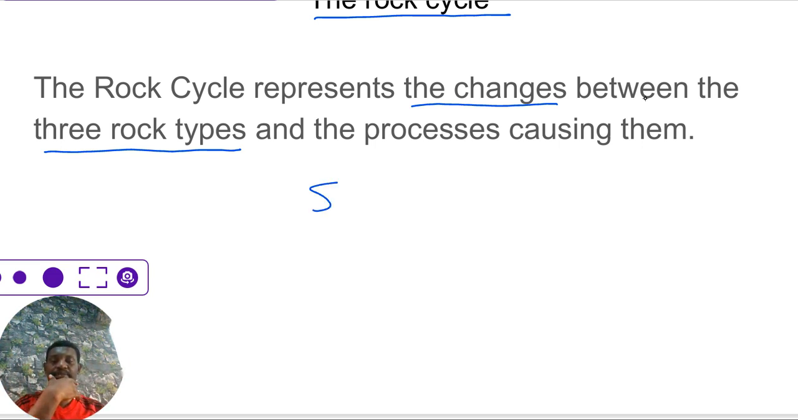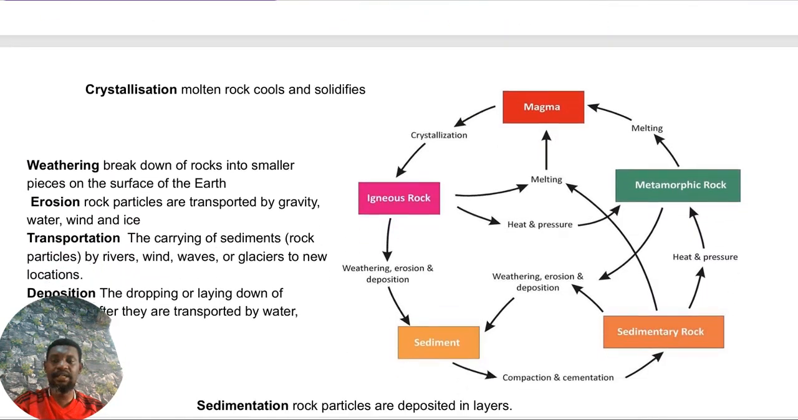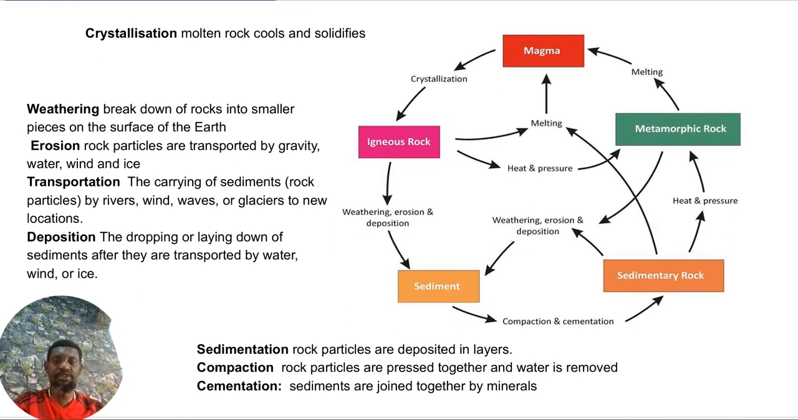So you find out that sedimentary can become igneous, igneous can become metamorphic, sedimentary can become metamorphic, and igneous can become sedimentary. So that is how rock changes from one form to another. We are going to look at that here. So this is the rock cycle, and these are all the keywords that you need to know based on your syllabus on how the rock cycle works.